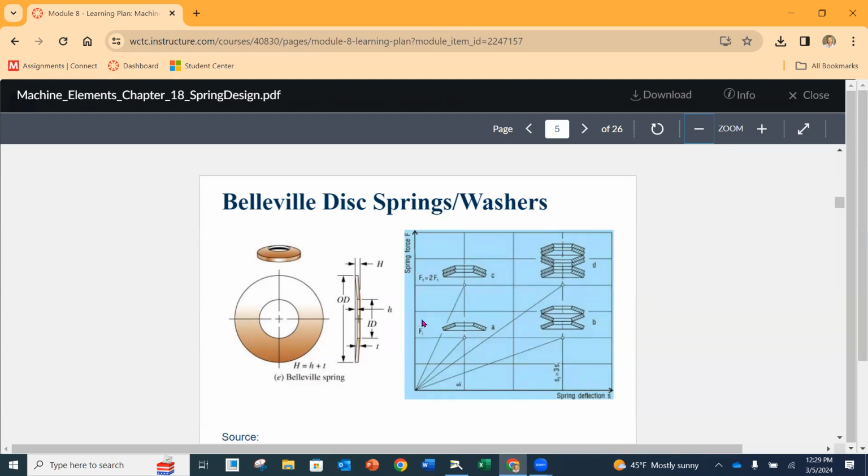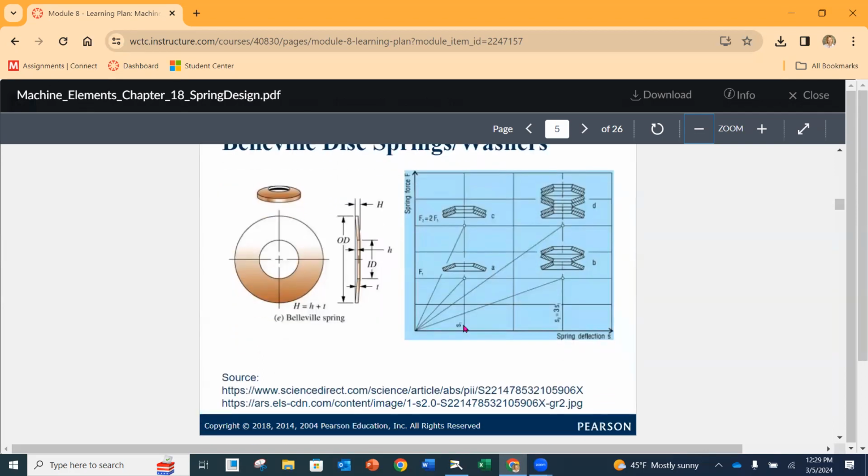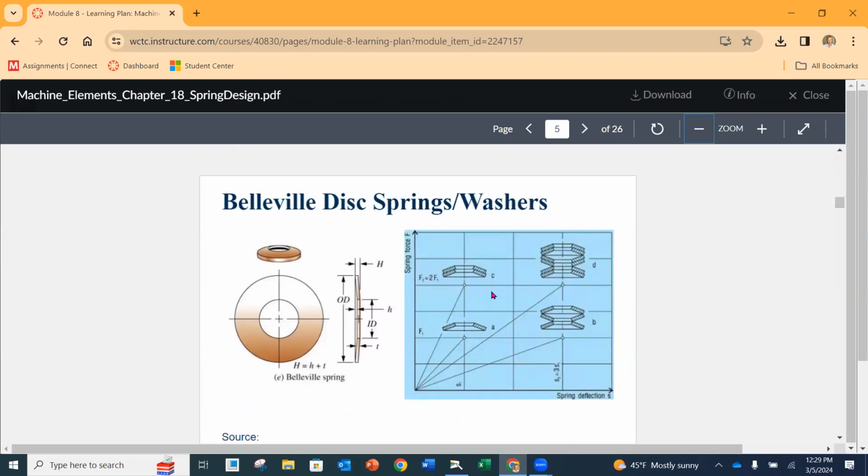Yeah, sounds good. So Belleville disc springs, or sometimes they're just called disc washers. They're used in a variety of applications, but the cool thing about these is you can get a pretty high force in a pretty small, compact area, right? If you had Belleville washers stacked this high, it would probably be thousands of pounds. The cool thing about it is you can actually stack them in various configurations.